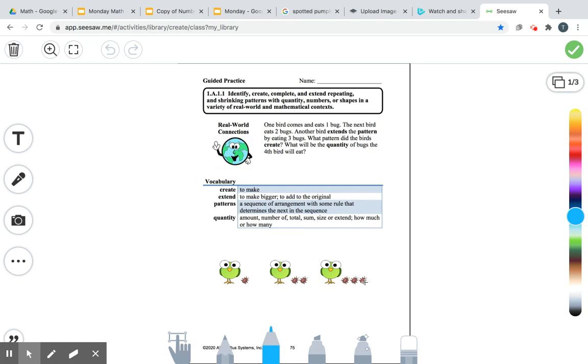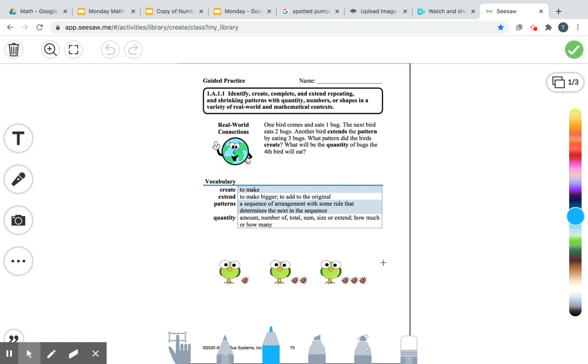Let's talk about the second way you can look at this pattern. We're going to read the story that goes with it. It says, one bird comes and eats one bug. So there's that bird. He ate one little buggy right there. The next bird eats two bugs. So that bird, he ate two bugs. The next bird ate three bugs. He's a pig. He ate three bugs, not three birds. He did not eat birds. That would be a different conversation entirely. This bird ate three bugs.